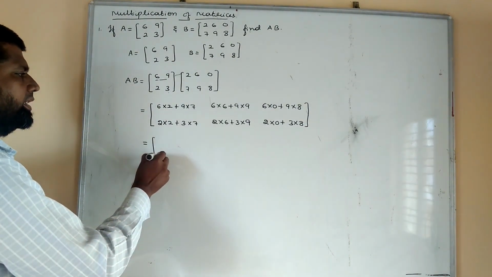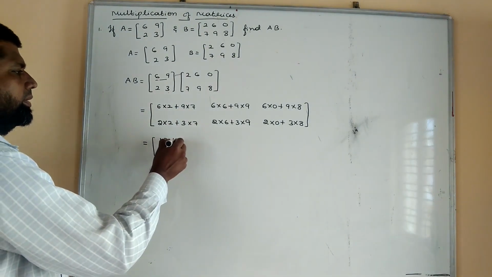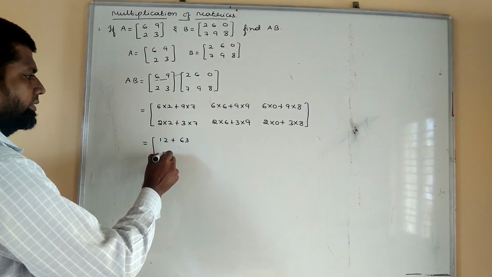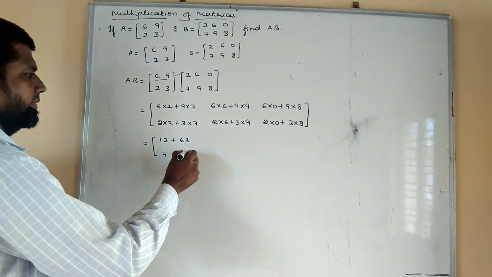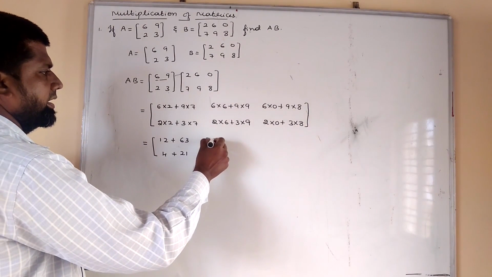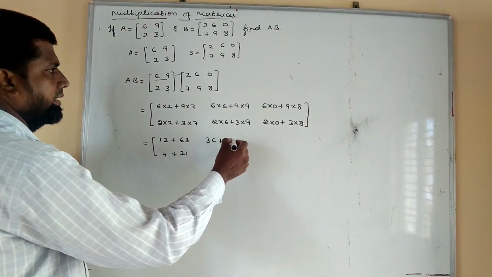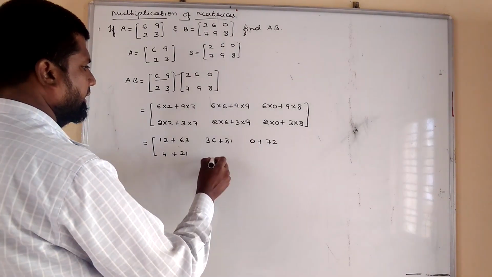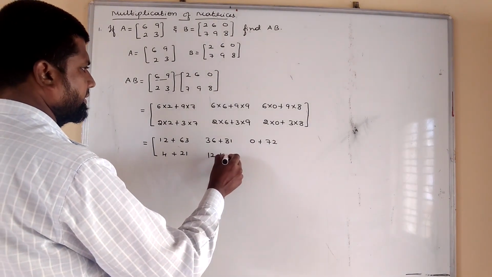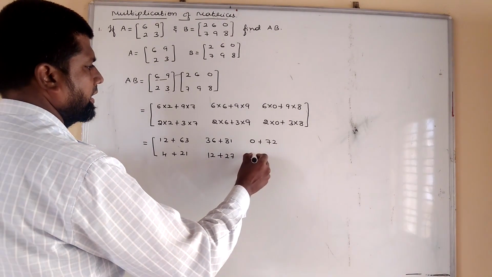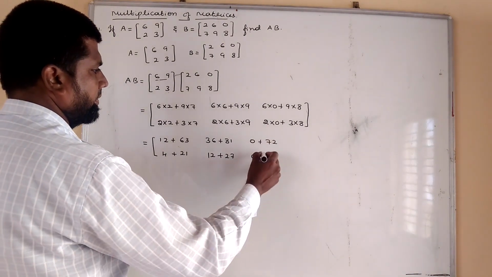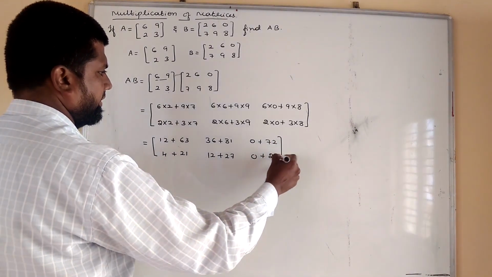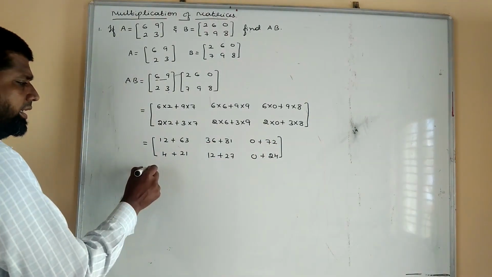So let us multiply. 6 2s are 12 plus 9 7s are 63. Then 4 plus 21. Then 36 plus 81. Then 0 plus 72. Then 12 plus 27. Then 2 into 0 is 0 plus 8 3s are 24. If you add, what will you get?